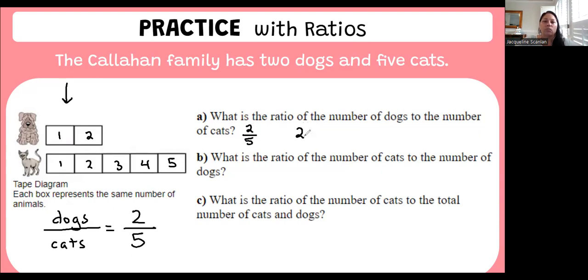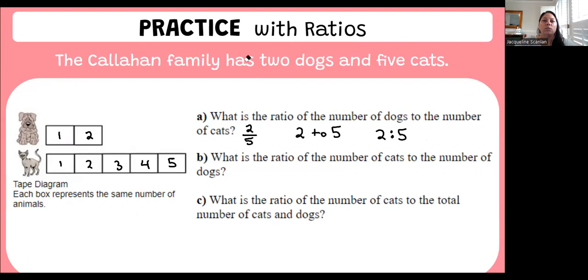We could write it as 2, then the word to, 5. Or we could write it as 2 and then using the colon symbol, and we would still read it as 2 to 5. So we could represent that answer in any of those three ways. Question letter B asks us, what is the ratio of the number of cats to the number of dogs? In that case, what we would need to do is make sure that when we are setting up our relationship, we would put cats in the numerator and dogs in the denominator.